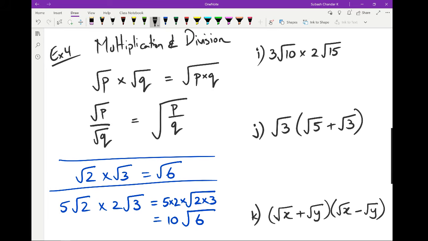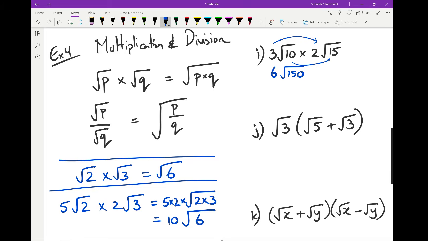All right, guys, let's start doing some of these questions here. So the first thing is this. You've got 3 times 2, which happens to be 6. So that's the 3 times 2. And then you've got square root of 10 times square root of 15 is going to be square root of 150.